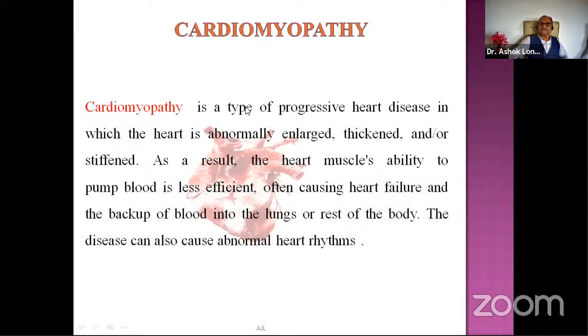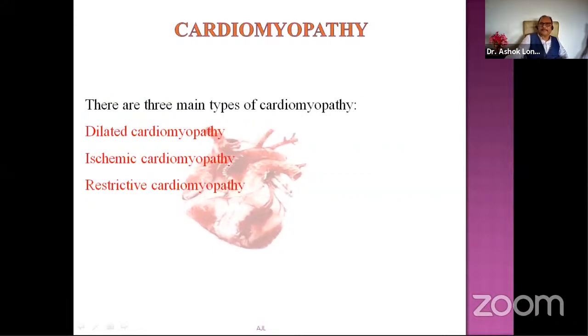Then the heart muscle will show abnormal enlargement, somewhat thickening, and it may even be stiffened or hard. Definitely the ability to pump blood will lessen, and there will be less blood to the body. When the blood supply itself is having a problem, there will definitely be abnormal heart rhythm. There are many types, but these are the basics you must know.